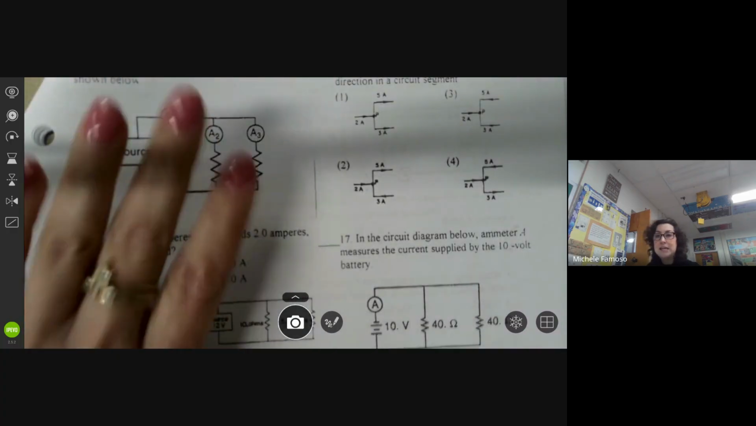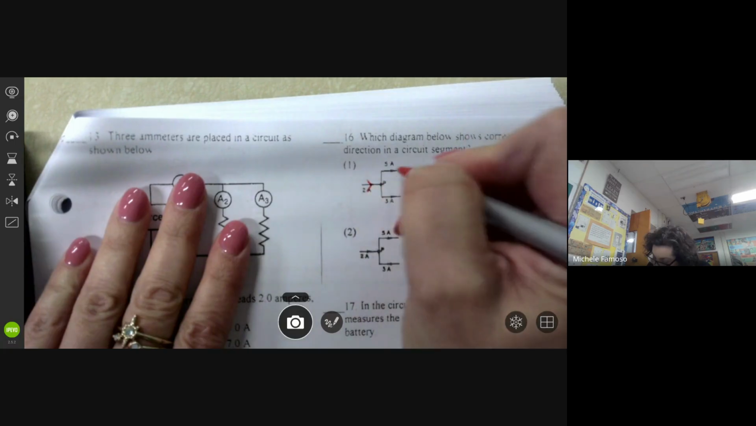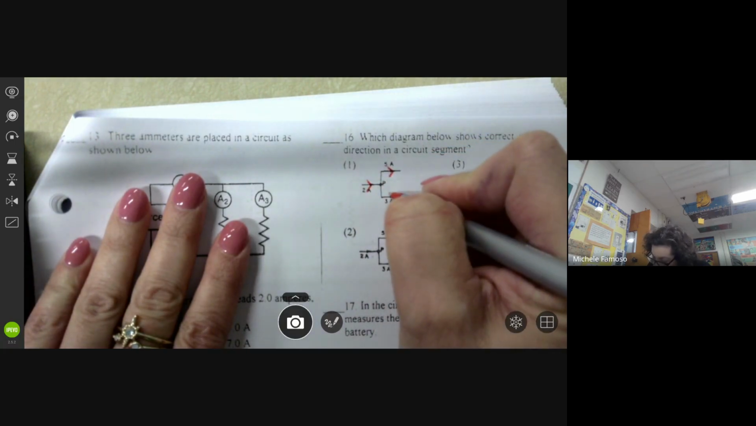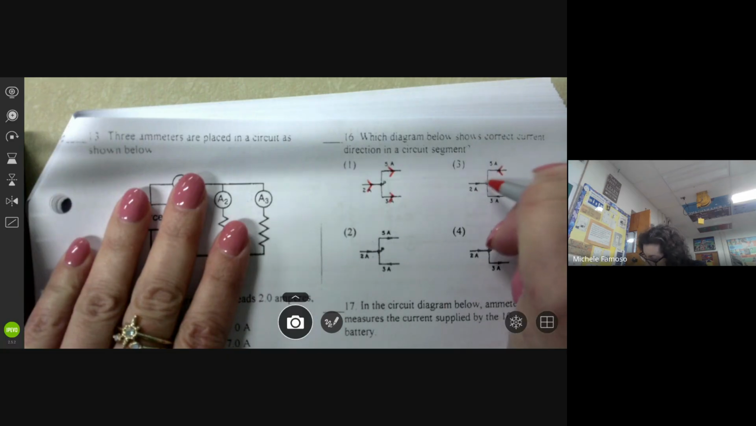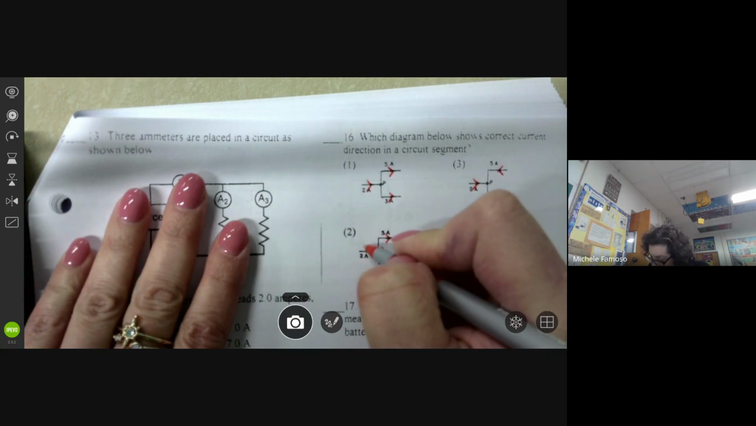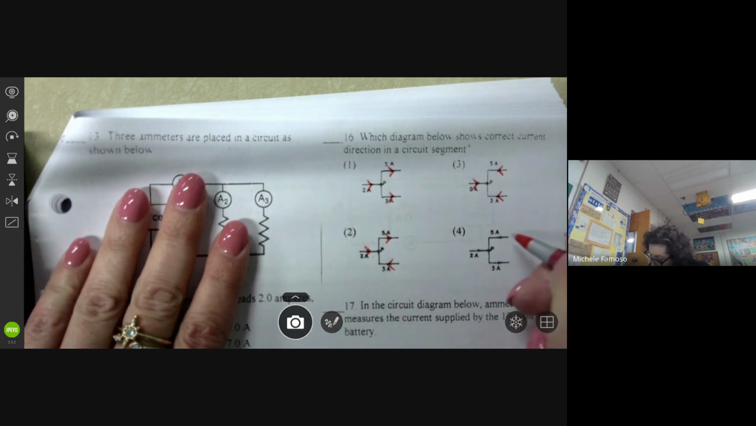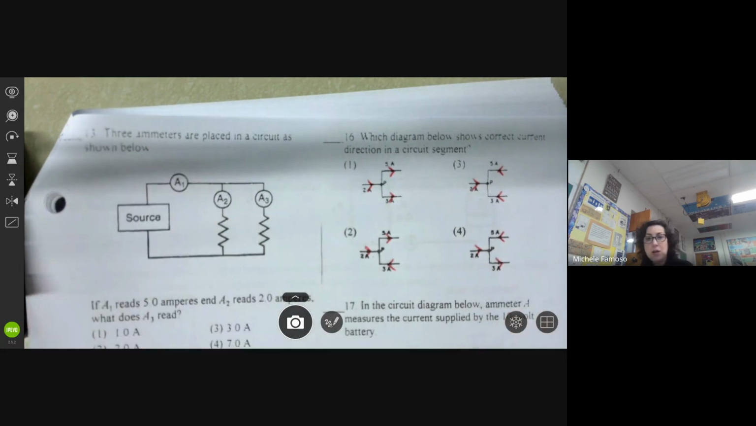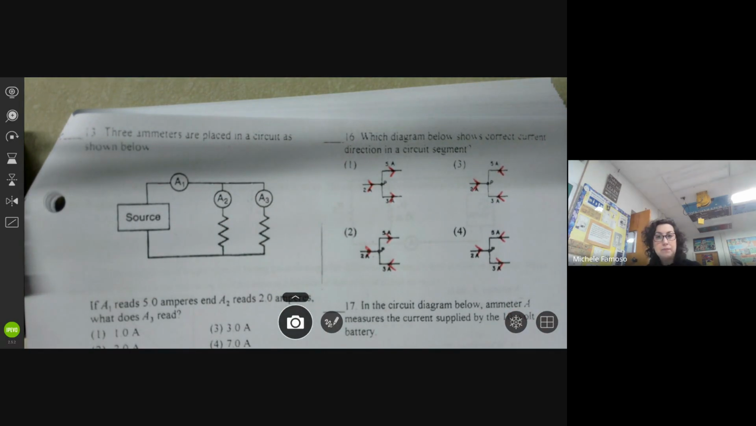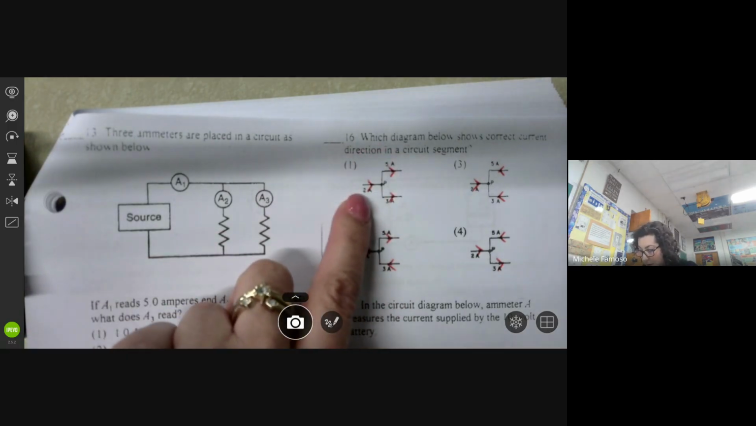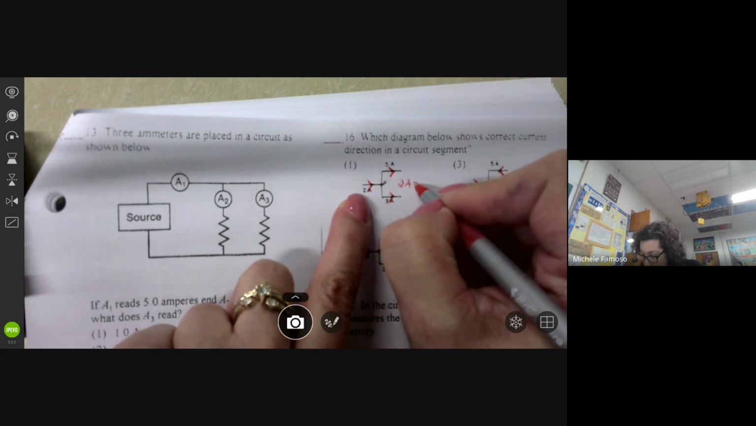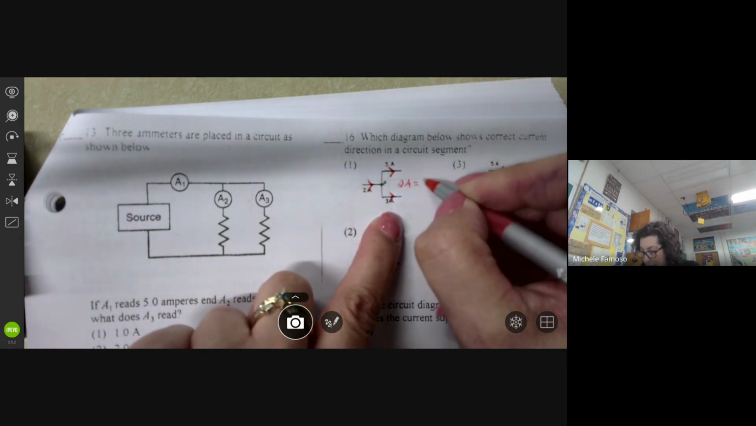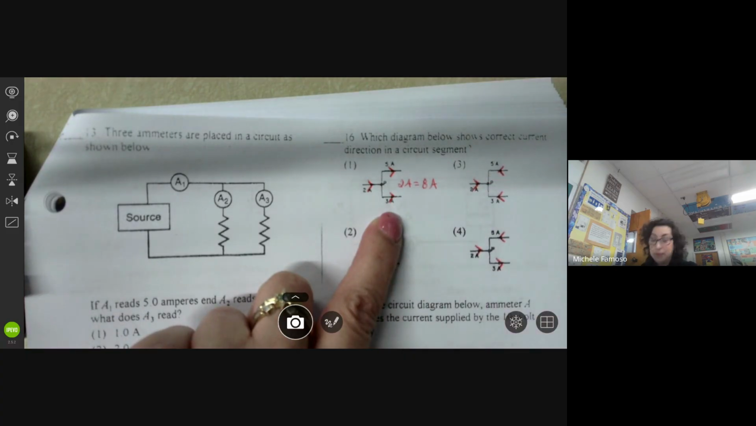Okay, number 16 is the same thing. Let me just make these arrows a little bigger so you can see the direction of these a little clearer. I know those arrows were really tiny. I apologize for that. We're looking for whatever goes in to equal whatever comes out. So in this diagram number 1, I only see 2 amps going in, but I see 8 amps coming out. That does not work. So 1 is not correct.